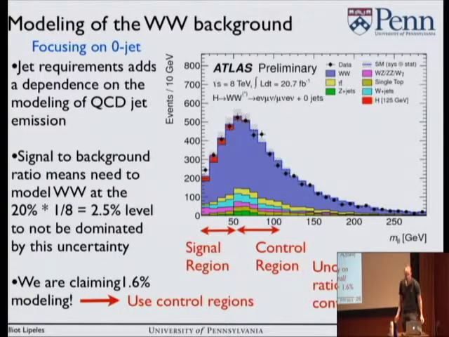Okay, so we've talked about where the WW background comes from, that it's irreducible. Well, how do we deal with it, right? We deal with it by knowing what the actual magnitude of it is underneath the signal. In order to do that, we need to get underneath the signal, but the problem is that we've made these jet requirements. This is a zero jet distribution, right? There's no jets allowed in these events.